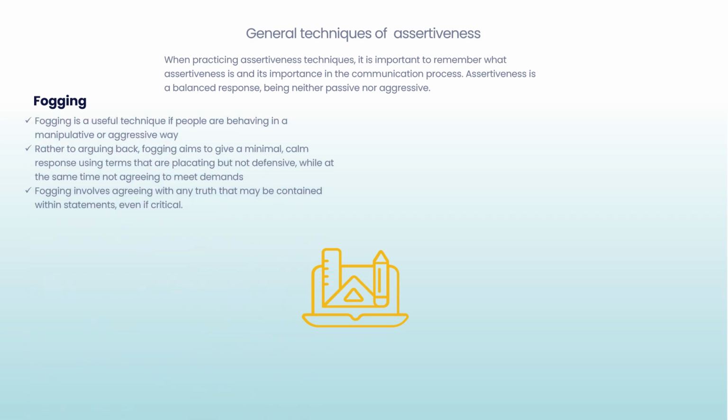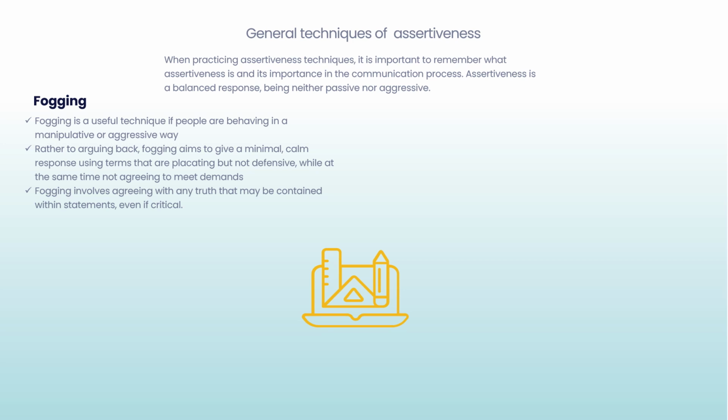Fogging is a useful technique if people are behaving in a manipulative or aggressive way. See, you are receiving the behavior of others. Do they want to manipulate you? Are they aggressive to you? Rather than arguing back, fogging aims to give a minimal, calm response using terms that are placating but not defensive, while at the same time not agreeing to meet the demand.